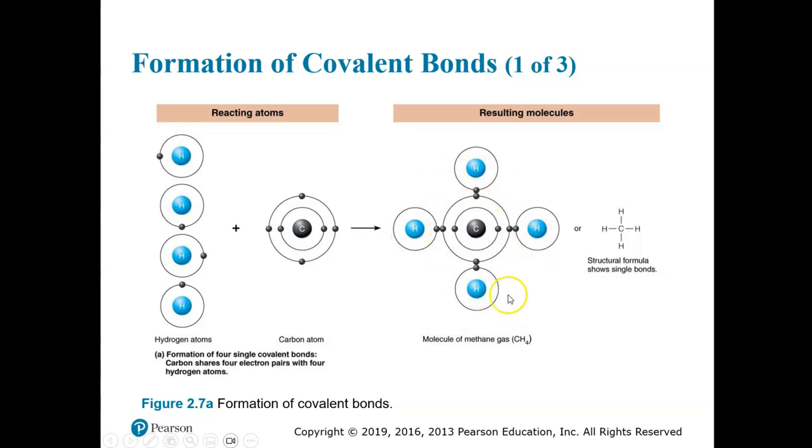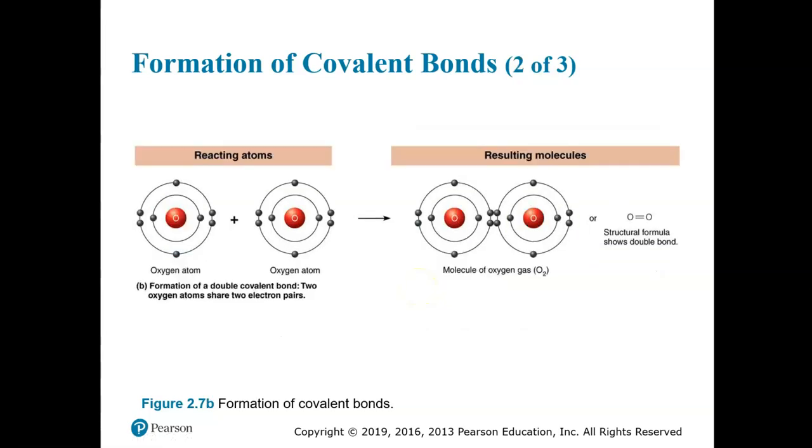So if we look at each hydrogen now, each hydrogen now has 2 valence electrons, 1, 2, and the carbon has 4 extra electrons by sharing with 4 hydrogen atoms. So now the carbon has 2, 4, 6, 8 in its outer shell, giving it 8 valence electrons. So what we have is a nonpolar covalent bond. Actually, 4 nonpolar covalent bonds between carbon and 4 hydrogen atoms, and that forms a molecule of methane gas.